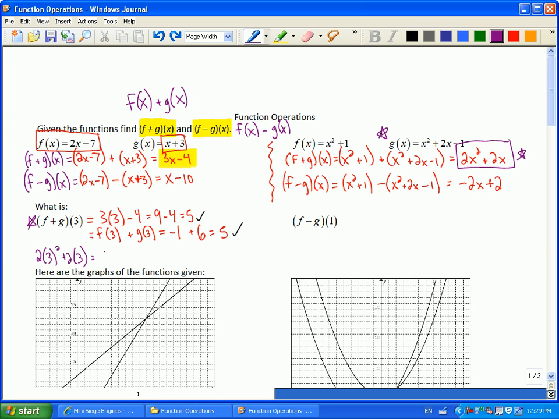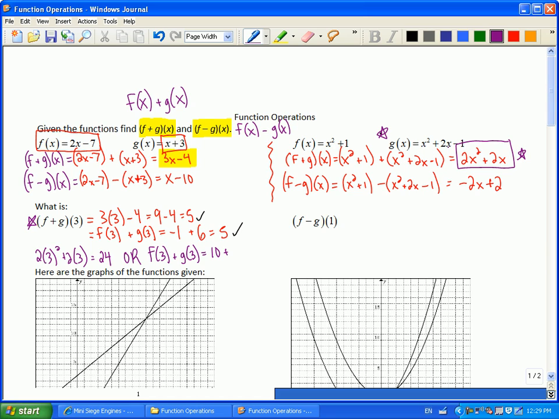So that would be, let's see here, 18 plus 6 is 24. Or, of course, you could find the answer by just putting it into f of 3 plus g of 3. So let's see here. That'll be 9 plus 1 is 10.